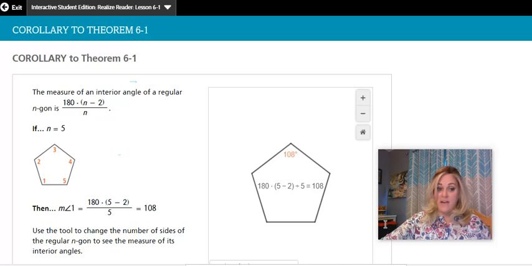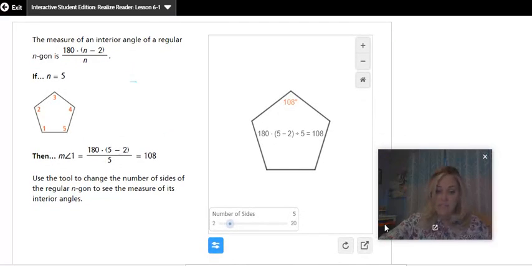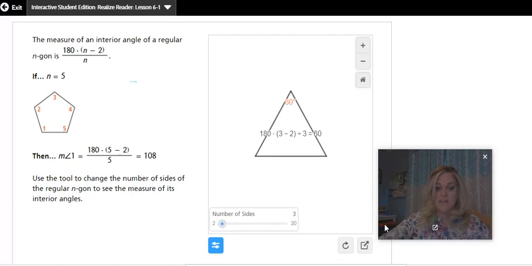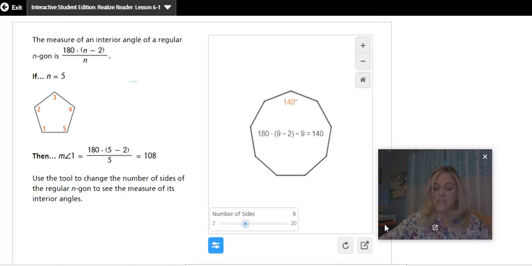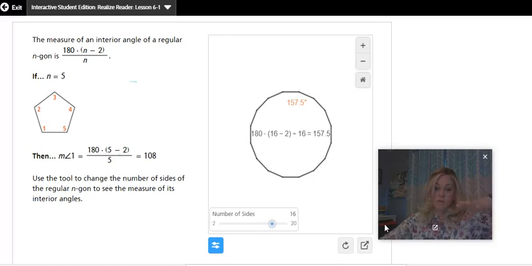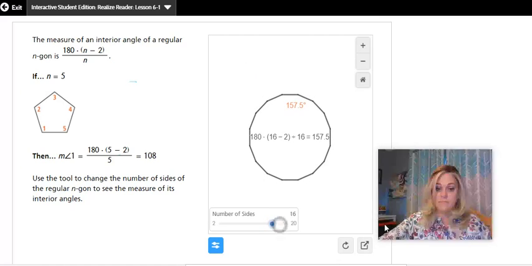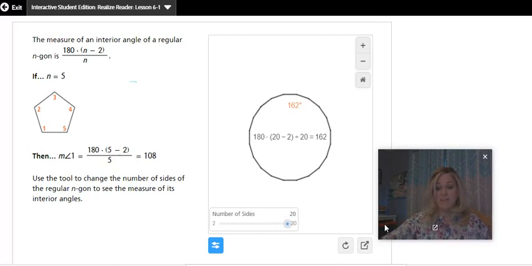So 180 times (5 minus 2) gives me the number of triangles. So you have that total, and then you divide it by the number of sides because you have 5 angles. And I believe this little visual does work. There it goes. So number of sides, notice 180, number of triangles is in that parentheses, divided by total number of sides. And notice each of the interior angles becomes bigger and bigger as it becomes more and more obtuse and opens up more like a circle. It's pretty cool to see.